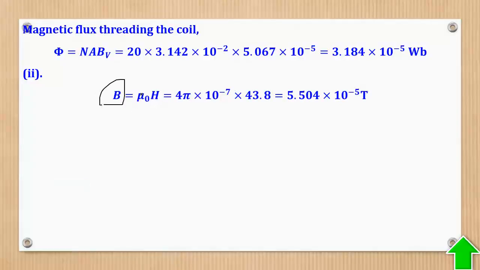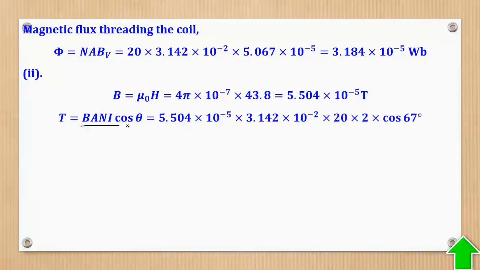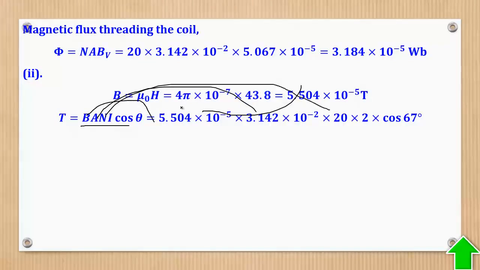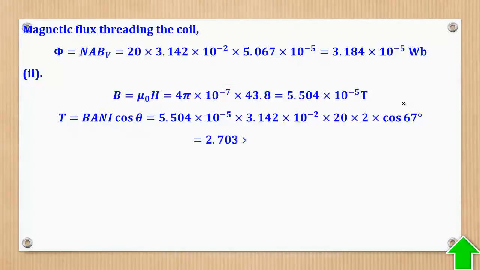So total flux will be mu naught total intensity, to give you this. Therefore torque will be BANI cos theta. So B flux density, which is this, area, number of turns, current, and the theta. So simplifying gives you this as the torque. So actually here it is Newton meter, not just Newton, Newton meter.